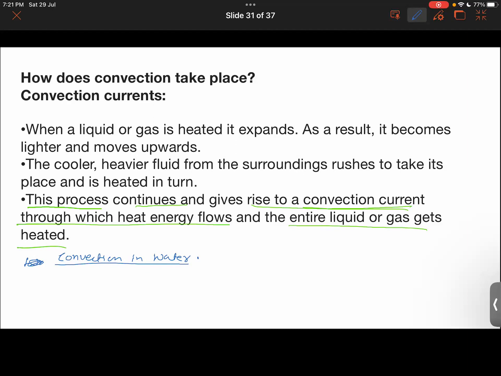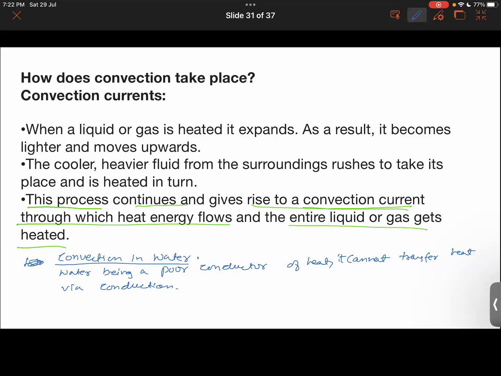Water is a bad conductor, a poor conductor of heat. Water being a poor conductor of heat cannot transfer heat via conduction, right? That's why it transfers the heat via the method of convection.